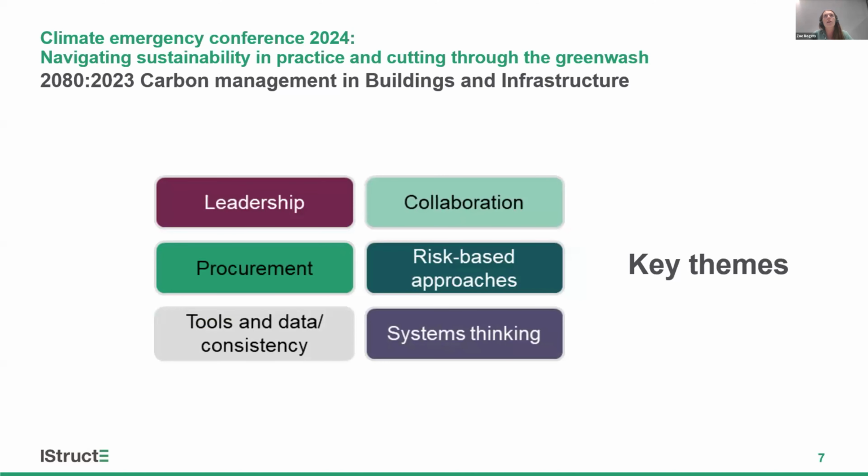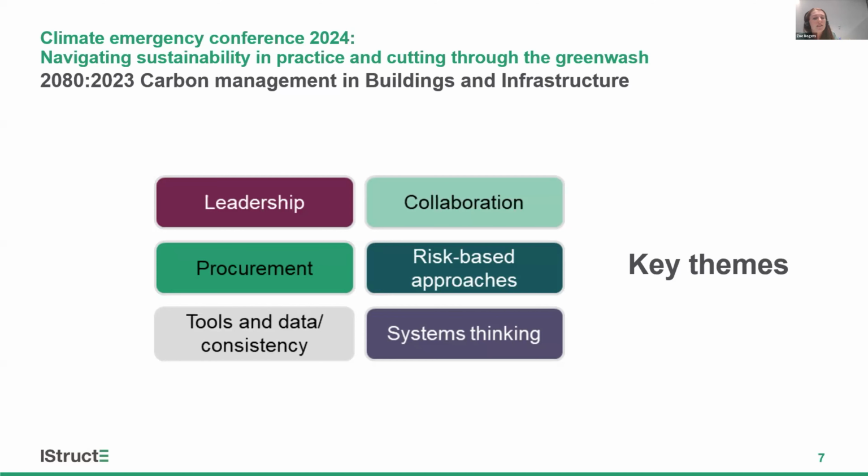In terms of the key themes, these are now the main areas that come out of PAS 2080. It's very much about leadership. It used to be very project specific; it's now looking at organizations as well. So how can organizational leadership take control in terms of procurement? What are we putting in the procurement processes to make sure carbon management is happening throughout a whole project? What are we doing about collaboration and how can we foster that? Are we looking more closely at those risk-based approaches and taking a bit more risk in order to achieve better carbon reduction? Systems thinking, as I've already mentioned, and also looking much more closely at the tools and the data.